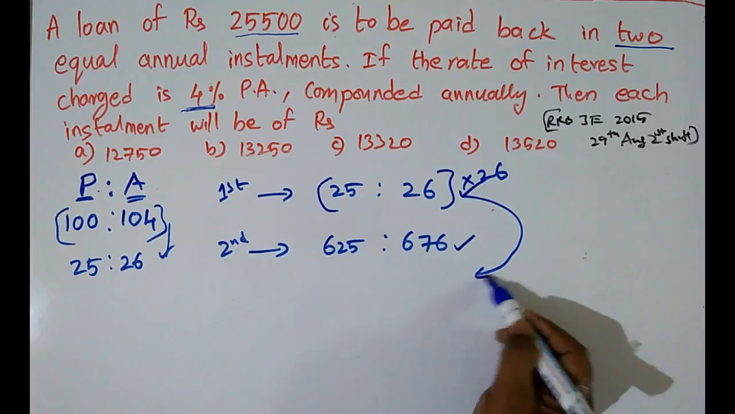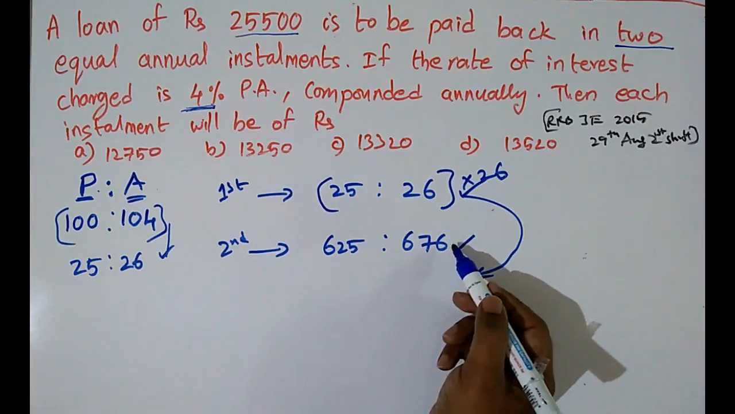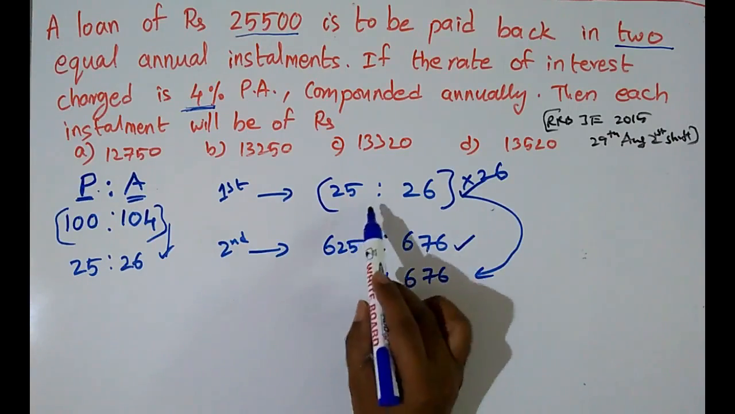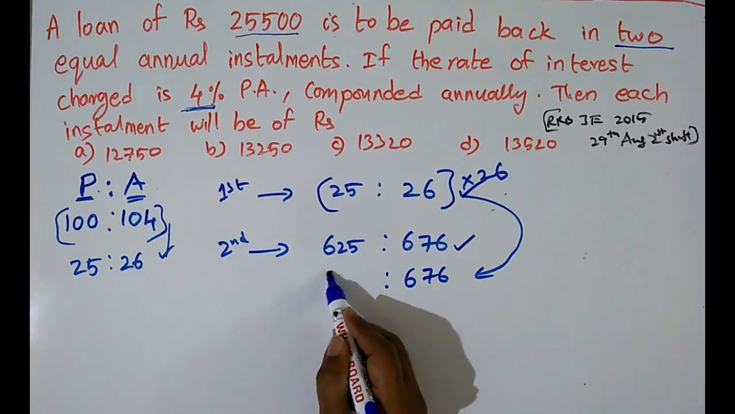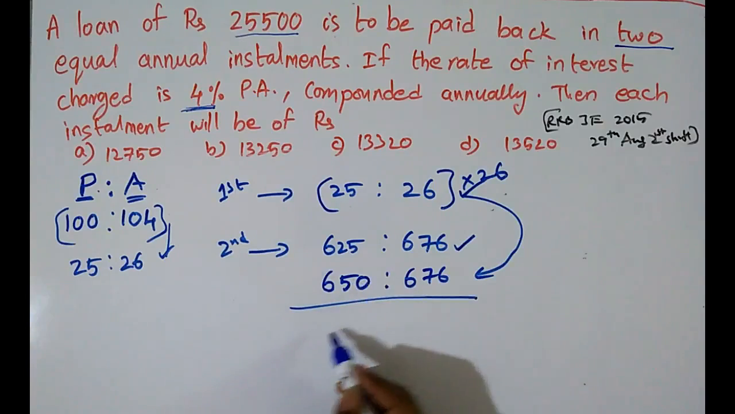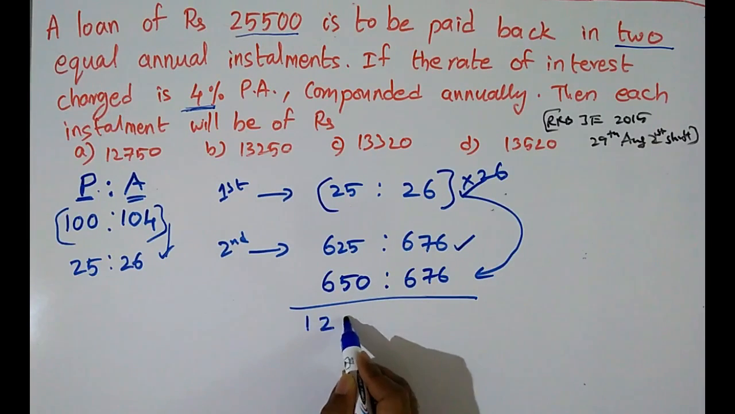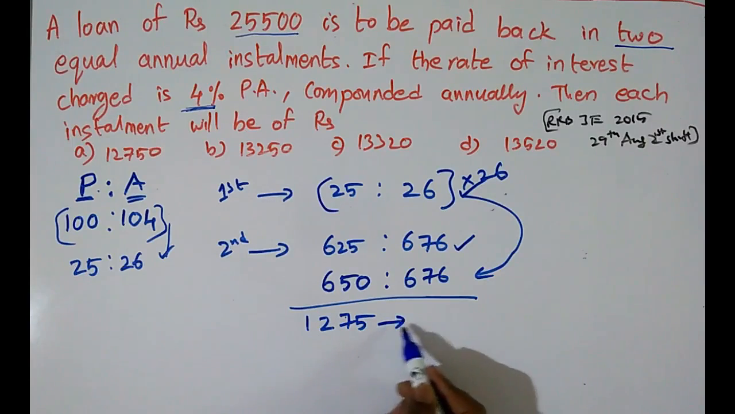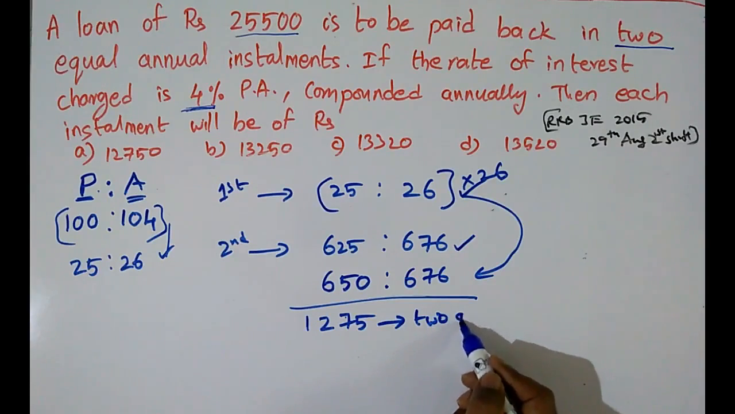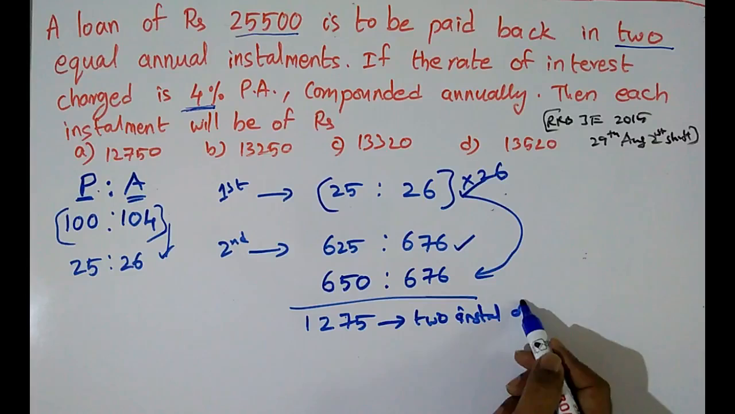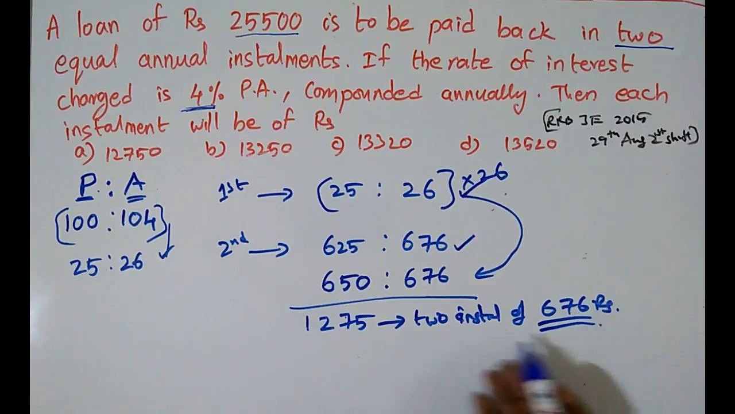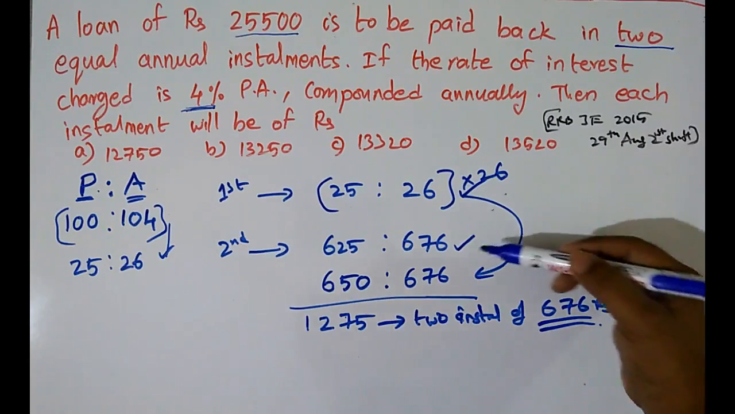Okay friends, I am writing here. So if we multiply with 26, then we will get 676. 26 into 25, we will get 650. So if we add, for every 1275 rupees we take, we pay in two installments of 676 rupees. We pay two installments of 676 rupees.